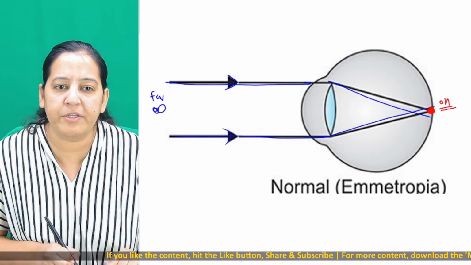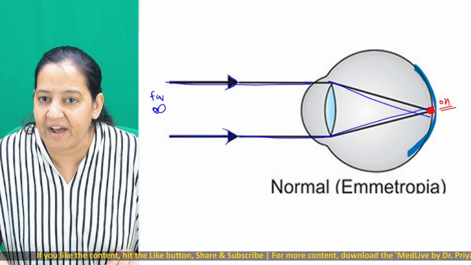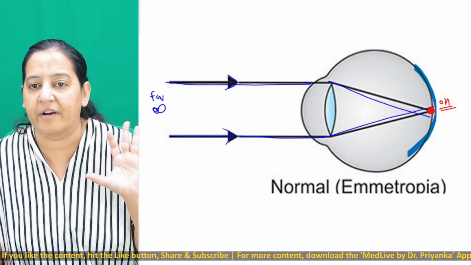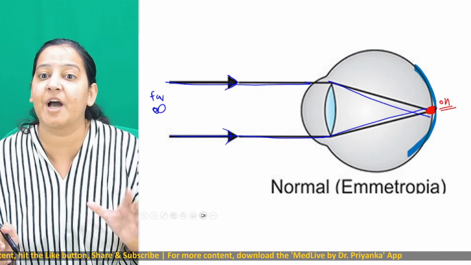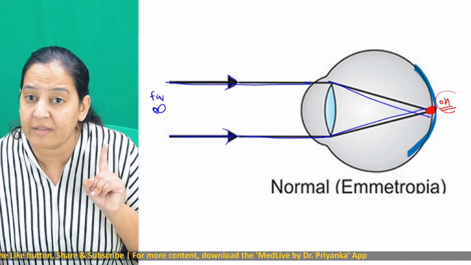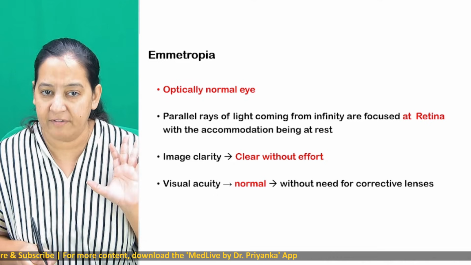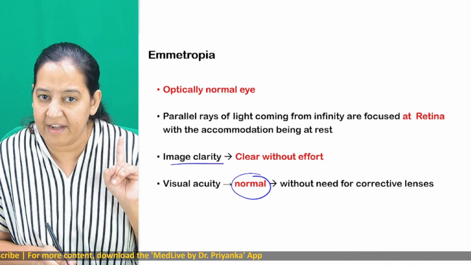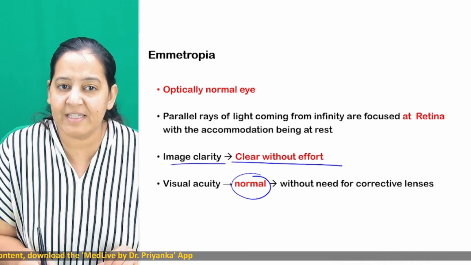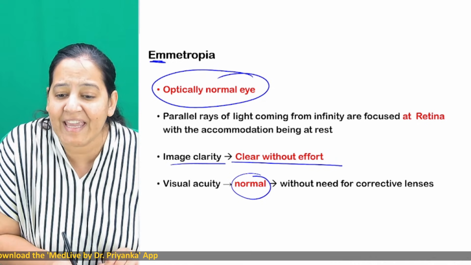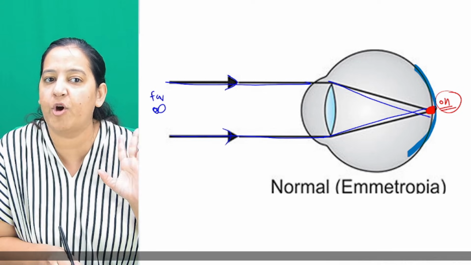It is very important to brush up this concept, because we want to study accommodation today. So on the retina, we are converging the rays coming from infinity. The human eye converges the rays coming from infinity on a point on the retina, and this is normal. The vision is normal, the visual acuity is normal, the clarity of the image is absolutely clear without any effort, and this is known as the optically normal eye. It is known as emmetropia.